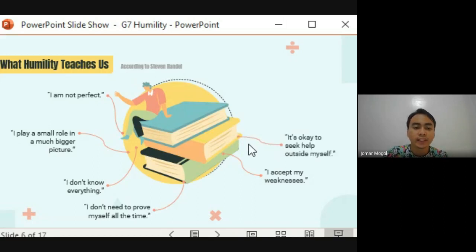It is okay to seek help outside myself. Always remember that it is okay to seek help and accept help from others. You can seek advices from your parents, from your brothers, sisters, from your friends, and even from your enemies. And also if you feel like accepting the help of others, then go ahead. Okay lang na tumanggap ng tulong ng iba. Huwag niyong masyadong pairalin yung inyong pride. Kasi yung pride na yan yung matinding kalaban ng pagiging humble.